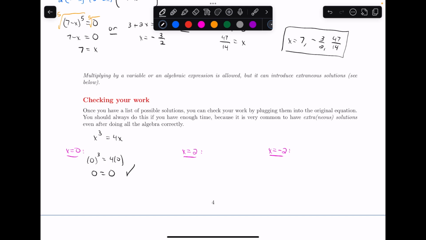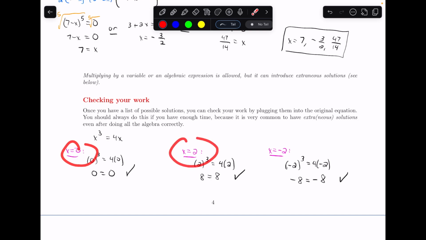That works. If I plug 2 in, I'm going to get 2 cubed equals 4 times 2. And if I work this out, well, both sides are just 8. 8 equals 8, check mark. That also works. And if I plug -2 in, I'll get -2 cubed equals 4 times -2. So the left-hand side is -8, and so is the right-hand side. Okay, so check mark, that works as well. So all of these answers work. That helps me confirm that, yeah, they are actually all solutions to this equation.